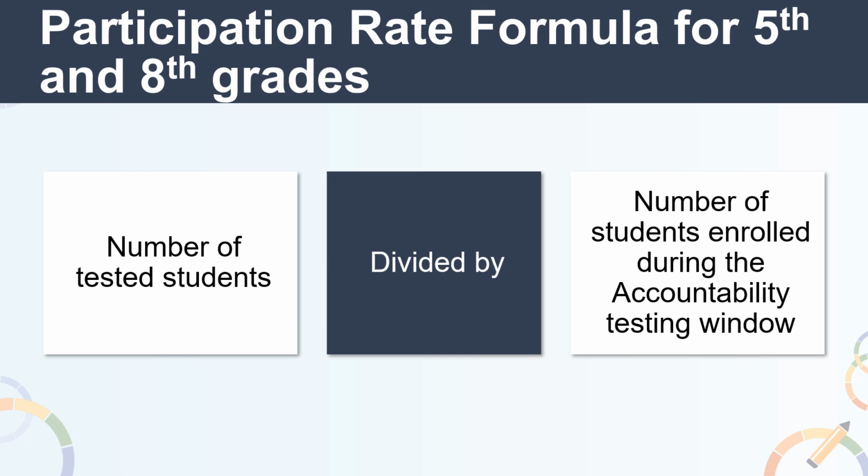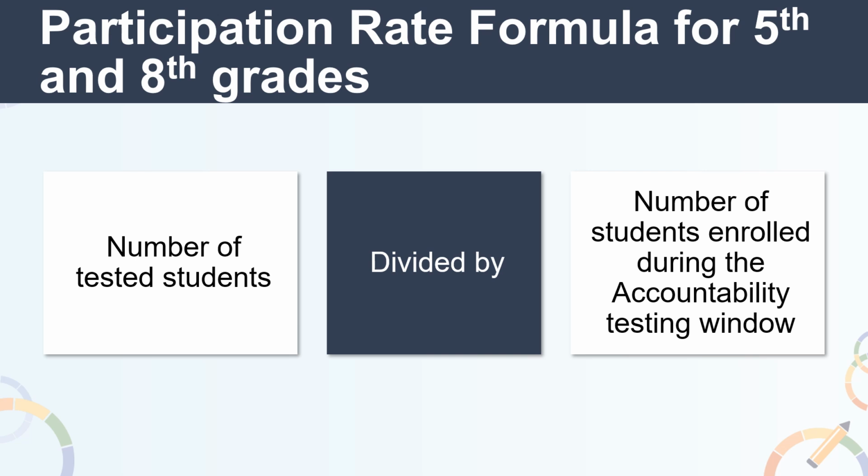In order to calculate the participation rate for 5th and 8th grade students, we apply the participation rate formula, where the numerator is the number of tested students, which is divided by the denominator, the number of students enrolled during the accountability testing window. In order for a student to count as tested, they must log on to one domain of the CAST or all 4 domains of the CAA for Science. The student does not need to complete the entire assessment.